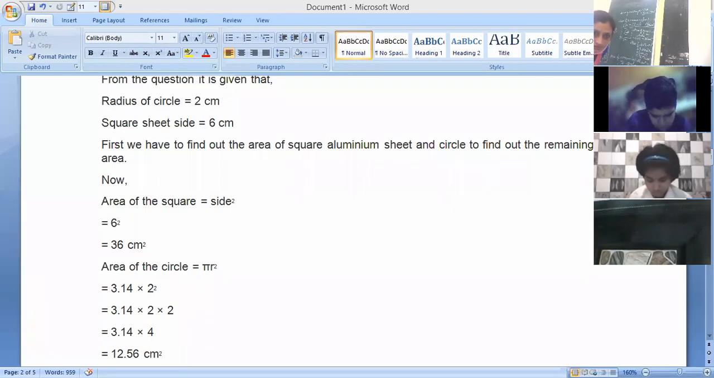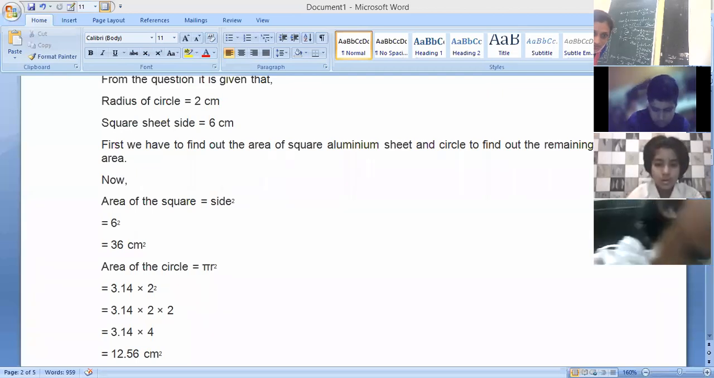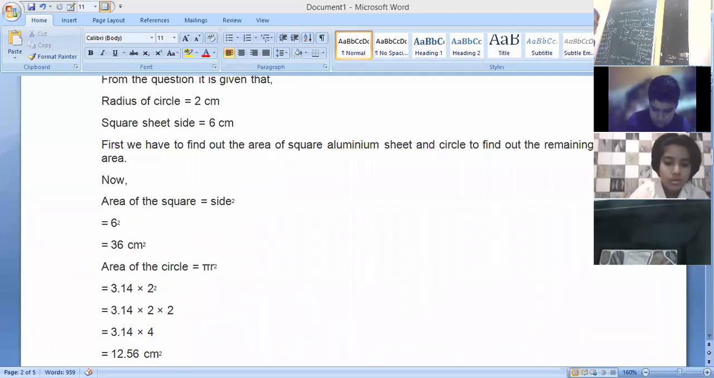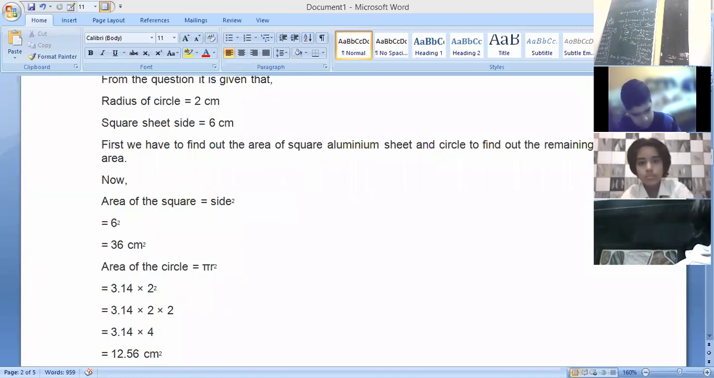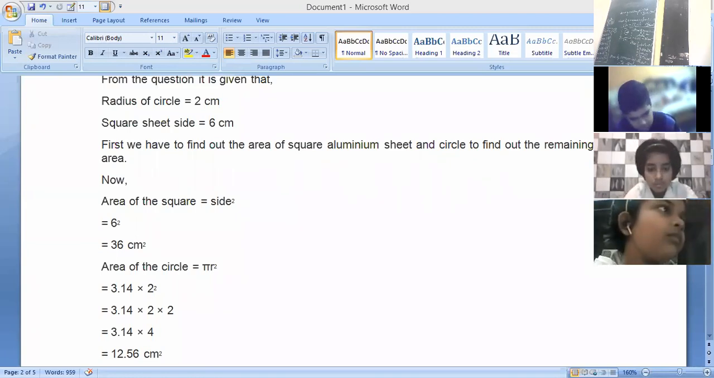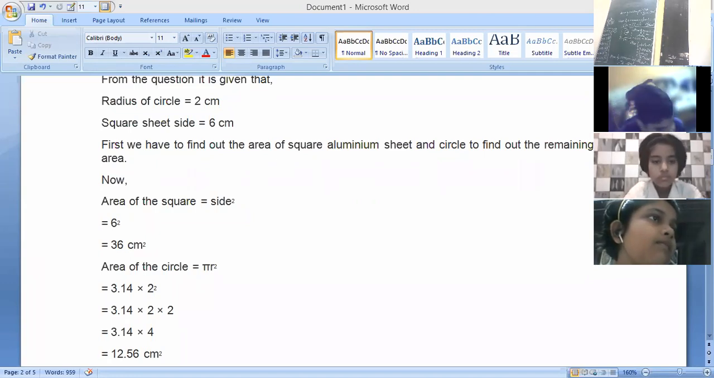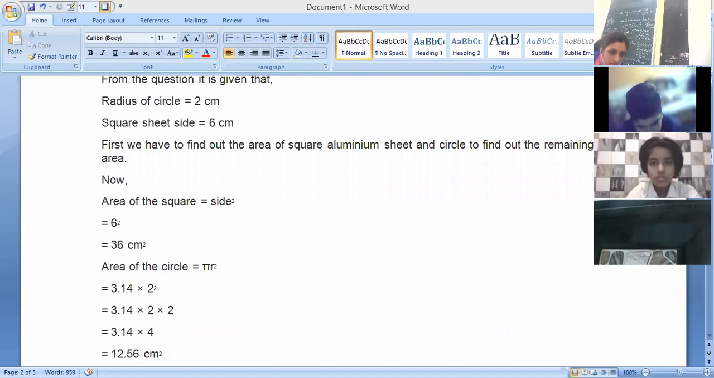Anant, Anadi, open your camera. Astha, open your camera, beta. Anupriya, Aryan, Athar, open your camera. Check once more your subtraction. Check it once more, 36 minus 12.56. Subtract the number carefully. Check it again. Aryan, Athar, Ayana, open your camera, beta. Everybody open your camera.